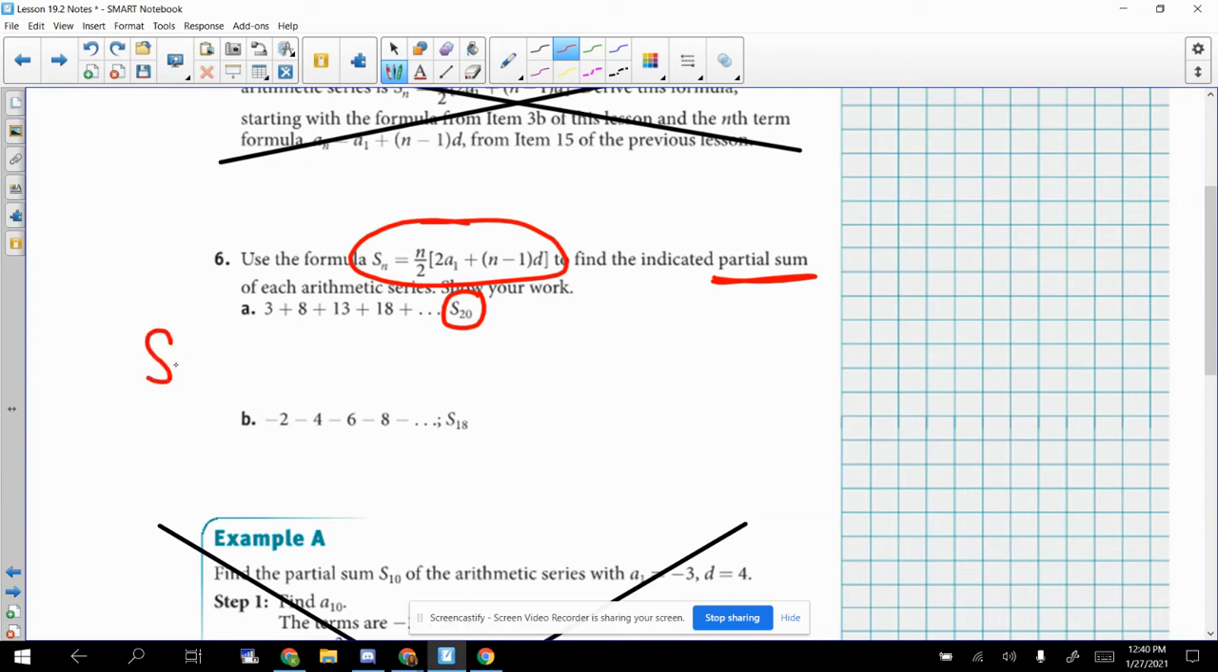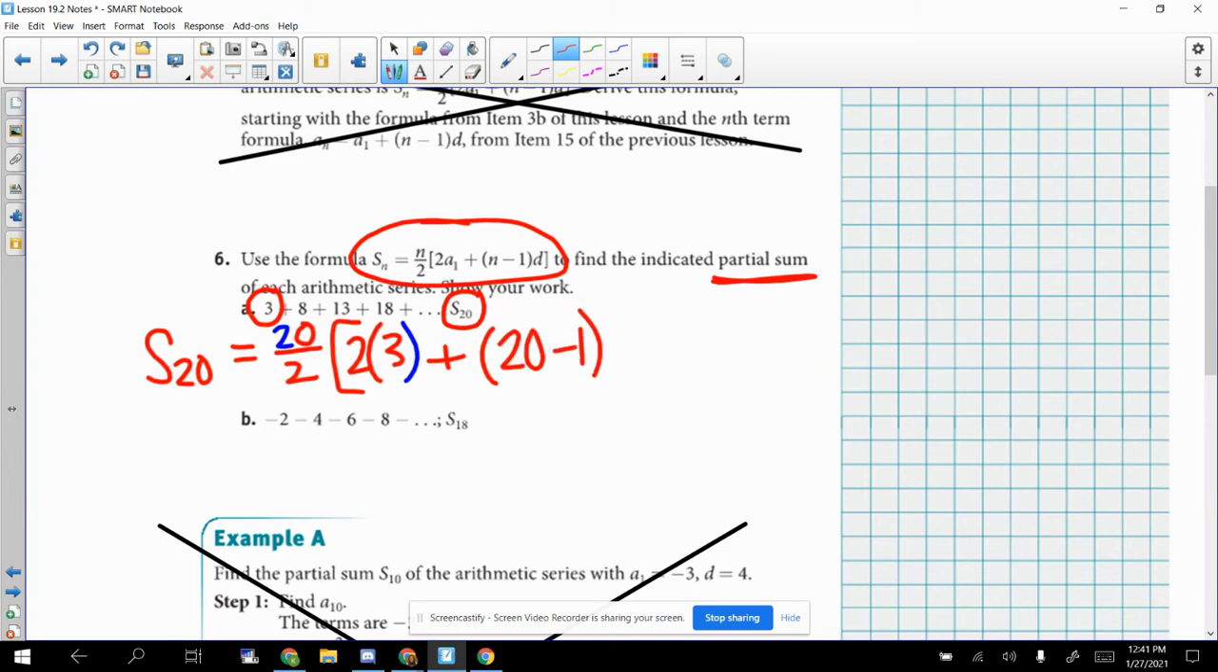All right, so here's how you would do it. So we are looking for S sub 20. And we are going to plug in then n over 2, which is 20 over 2. And then we're going to do 2 times a sub 1, which is your first term. So 2 times 3 plus n, remember, is 20 minus 1 times d, which is your common difference. So that's the only different part here: you have to figure out what that common difference is. So you would say, okay, 8 minus 3 is 5. 13 minus 8 is 5. So my common difference is 5.